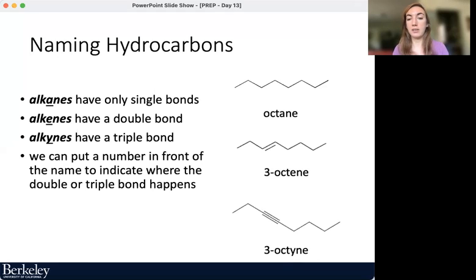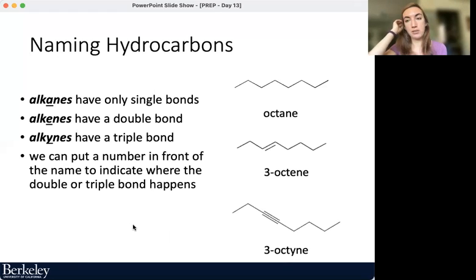So if I had 4-octene, that would just mean instead of being over here, the double bond would be over here. So the 3 just tells us where in my molecule that double or triple bond happens. Yeah, so counting the carbons with triple bonds is confusing.